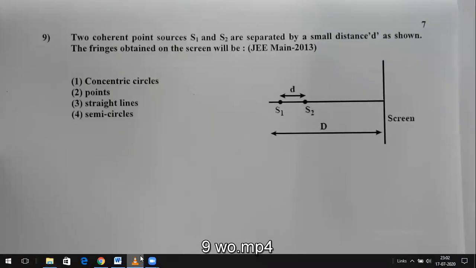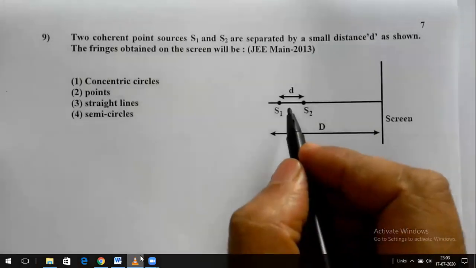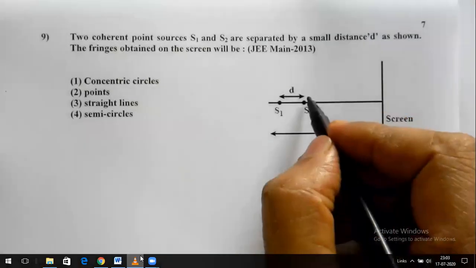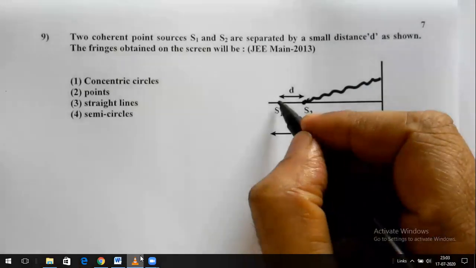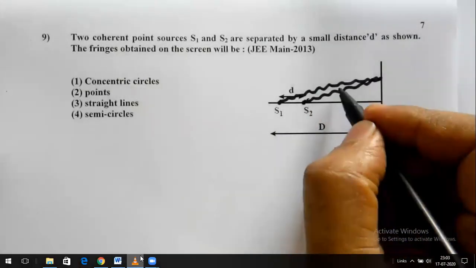Two coherent point sources S1 and S2 are separated by a small distance d as shown in the diagram. The fringes obtained on the screen will be whether they are concentric circles, points, straight lines, or something else like semicircles. Now, S1 and S2 are in the same straight line in front of the screen. Suppose the wave starting from S2 reaches the screen somewhere here, and the wave starting from S1 reaches the screen here, and they will have a path difference.